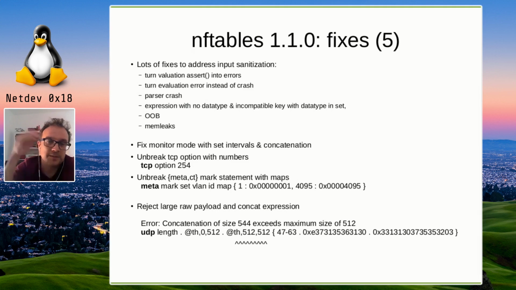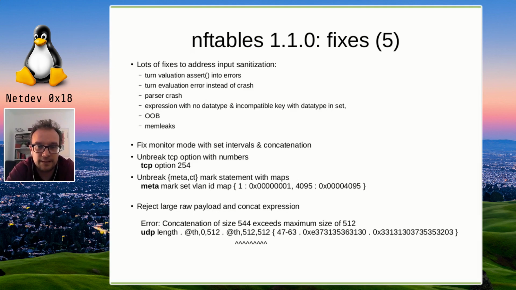We have fixed also monitor mode with set intervals and concatenations, which is basically what allows us to use pivot. It was crashing before this fix. TCP option has been also now fixed with numbers, which is only symbols were allowed before this fix, and now numbers can be specified. Meta mark statements are also now fixed and can be used with maps.